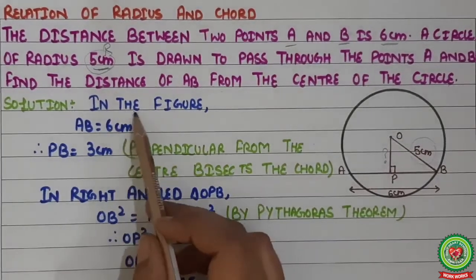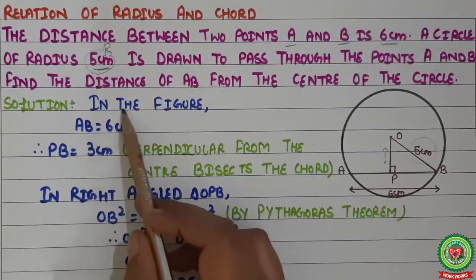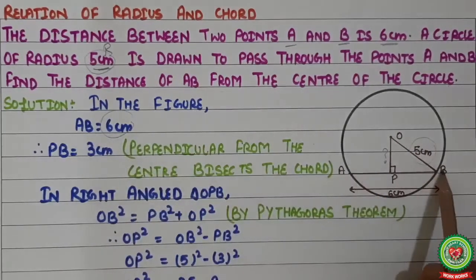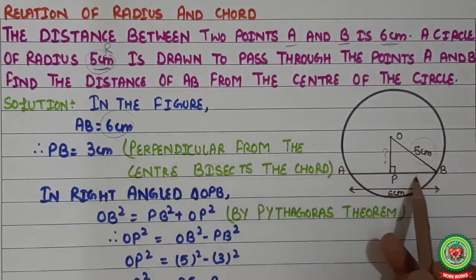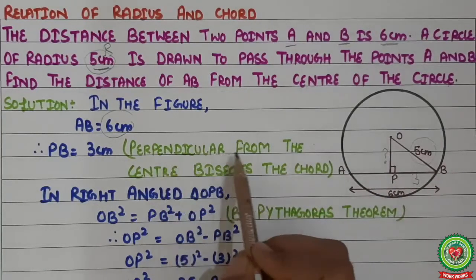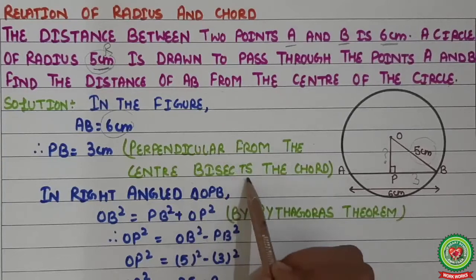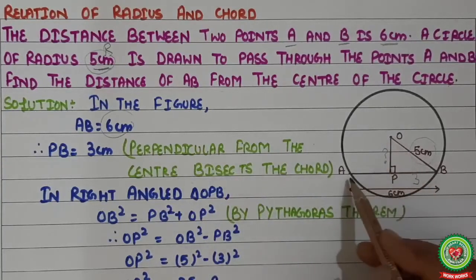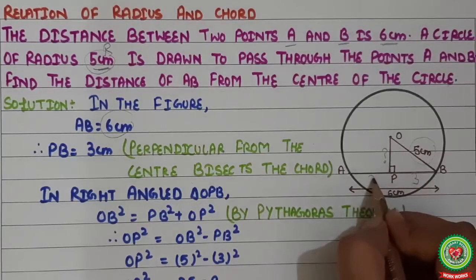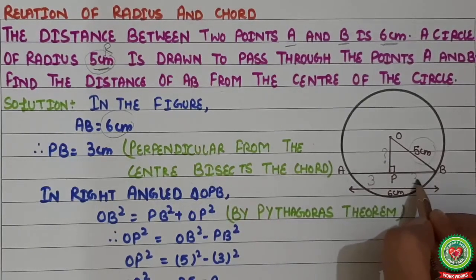Solution is, in the figure, AB equals 6 cm. Length of AB is 6 cm. Therefore PB will be 3 cm because perpendicular from the center bisects the chord. This is the perpendicular, it bisects the chord. Total length is 6 cm, so this will be 3. This will also be 3.